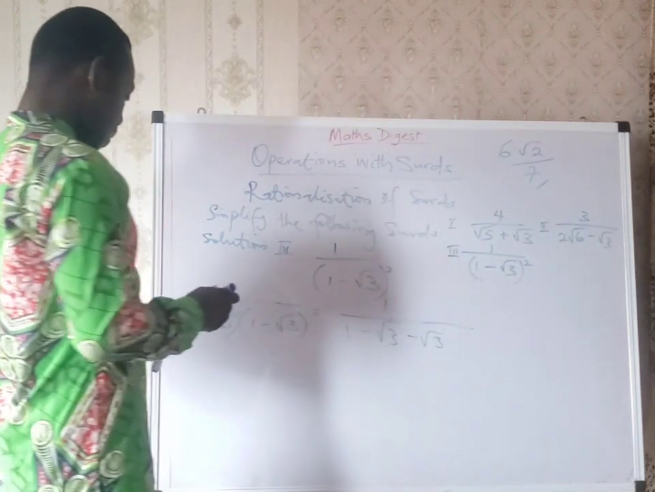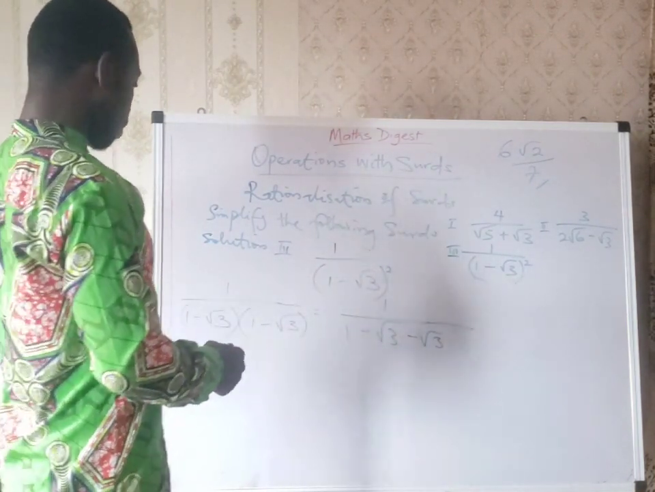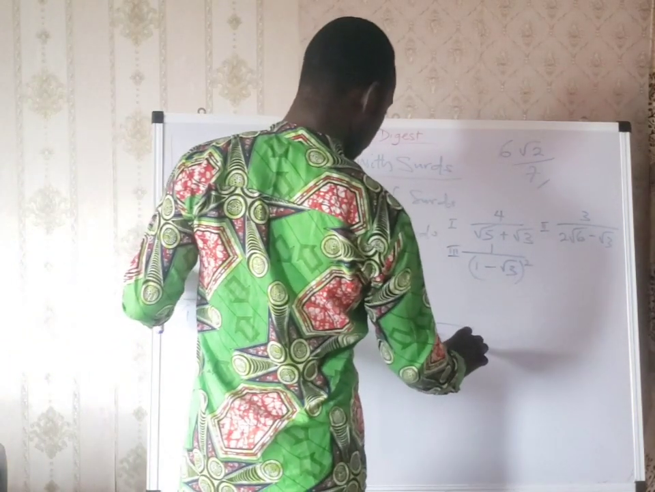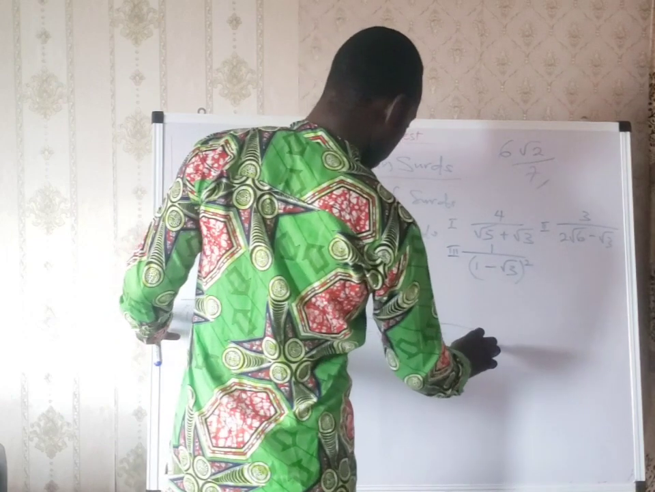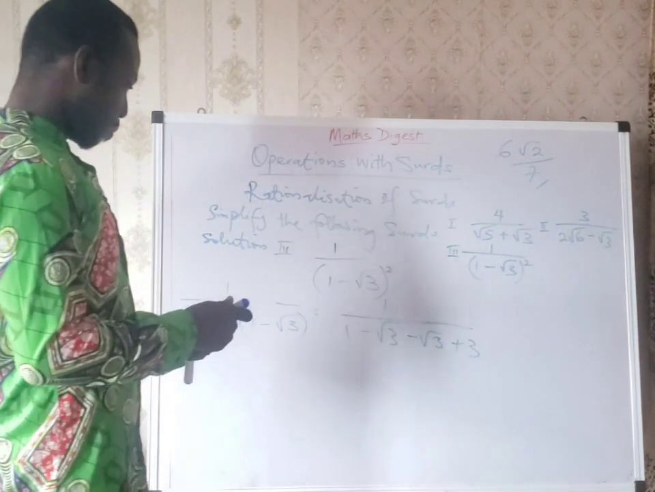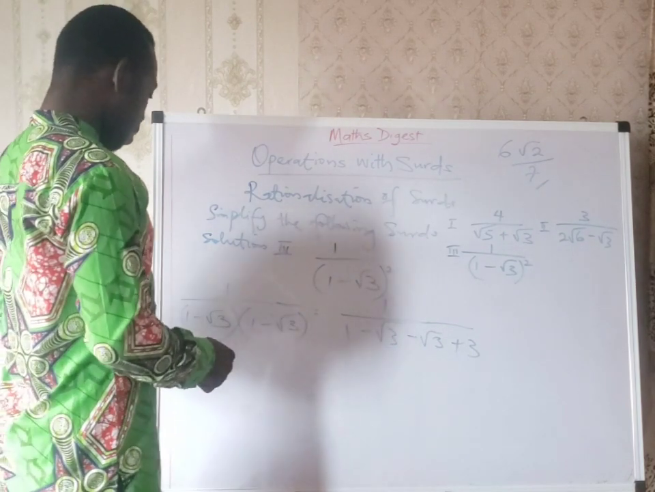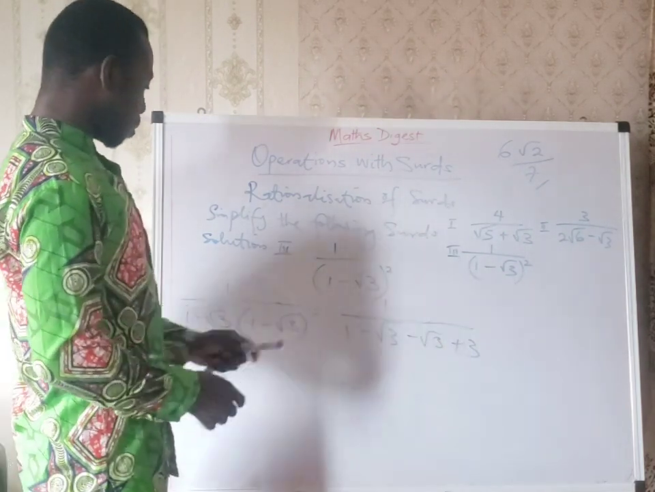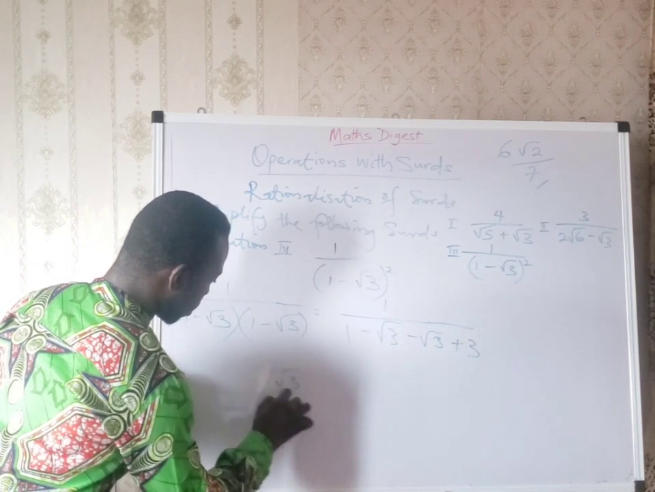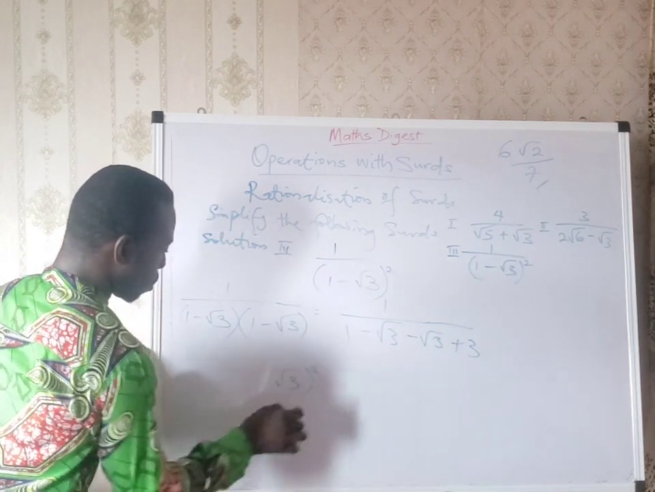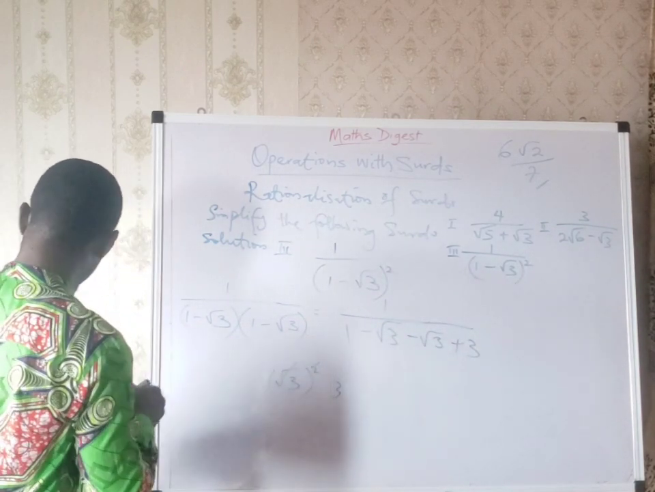Okay? Now, this minus root 3 multiplying itself, we have plus 3. Remember, minus times minus is what? Plus. And root 3 times root 3, meaning that we have root 3 raised to power 2, okay? These 2 we cancel roots. We are left with 3. So that's the 3 we have here, okay?